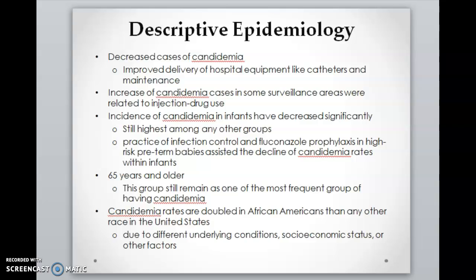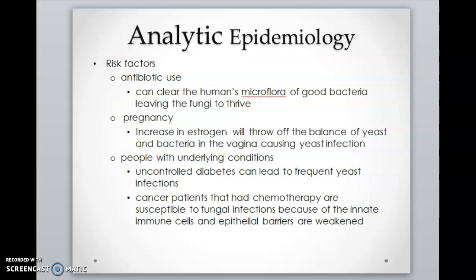Preterm babies assisted the decline of candidemia rates within infants. And then those 65 years and older still remain as one of the most frequent groups having candidemia. And then candidemia rates are double in African Americans than any other race in the United States, probably due to different underlying conditions, socioeconomic status, or other factors.